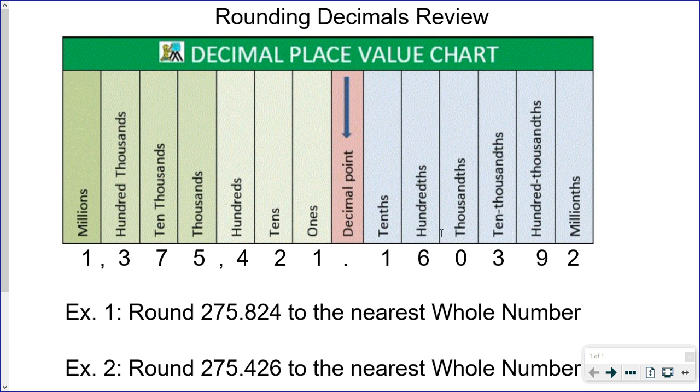If they ask me to round this to the nearest 1,000th, here's the thousands place. Do I keep the 0 or change it to a 1? 3 is less than 5, so I keep the 0. Okay, so that's the idea with rounding. You're getting rid of everything that comes after the place value you're rounding to, and you have to decide whether to keep the number or round it up.